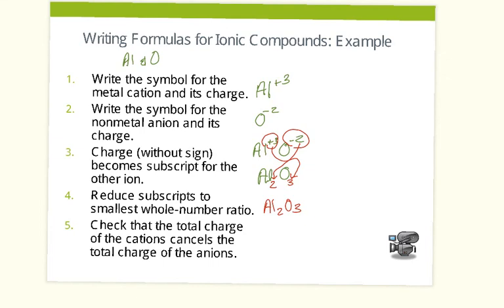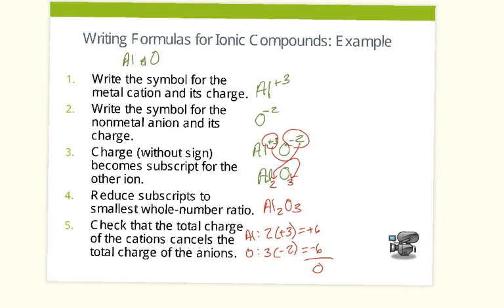2 to 3 is already in the smallest whole number ratio. If we reduce it anymore, it'll be 1 to 1.5, which is a fraction. We do not want fractions, okay? And then we check the charge. Aluminum, we have 2 of those at a positive 3 charge each, so that gives us positive 6. And we have 3 oxygen at a negative 2 charge each, which gives us a negative 6. So those add up to 0. So you can see our cation charge canceled our anion charge.